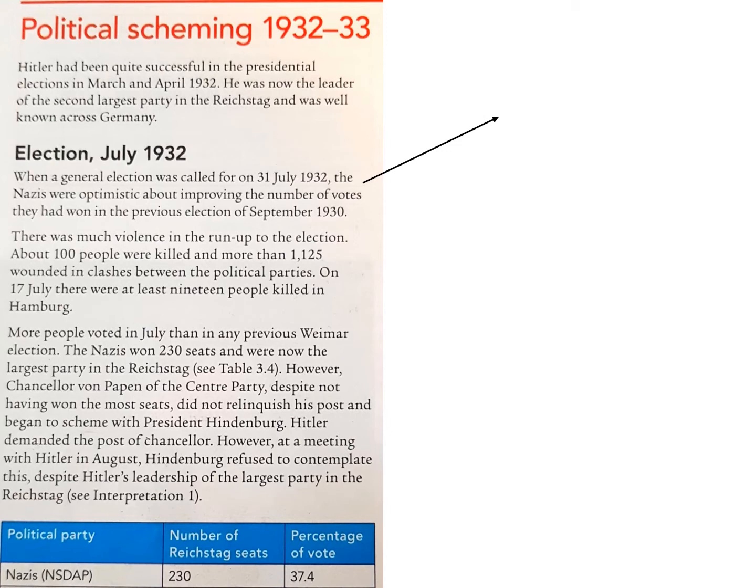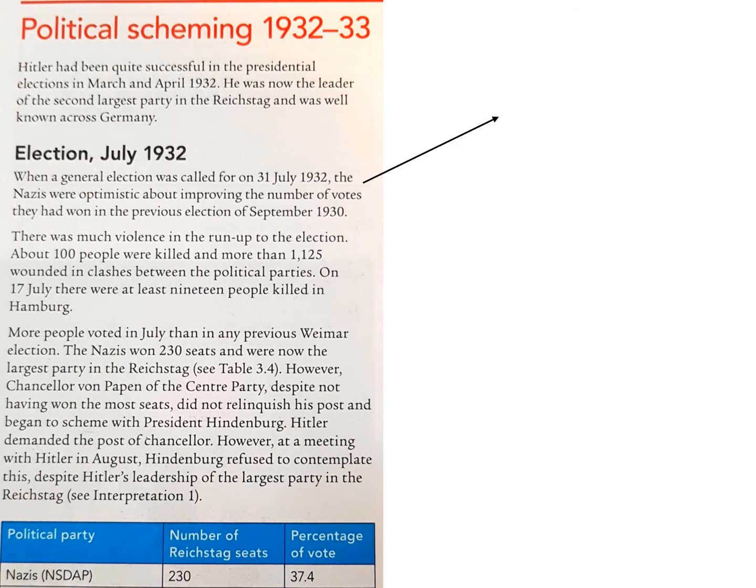Right, July 1932. A general election was called for the 31st of July 1932. The Nazis were optimistic about improving the number of votes that they had won in the previous election, which was in September 1930. There was a lot of violence in the run-up to the election, so I'm imagining that violence was probably between the SA and the communists, but there could have been other people involved too.